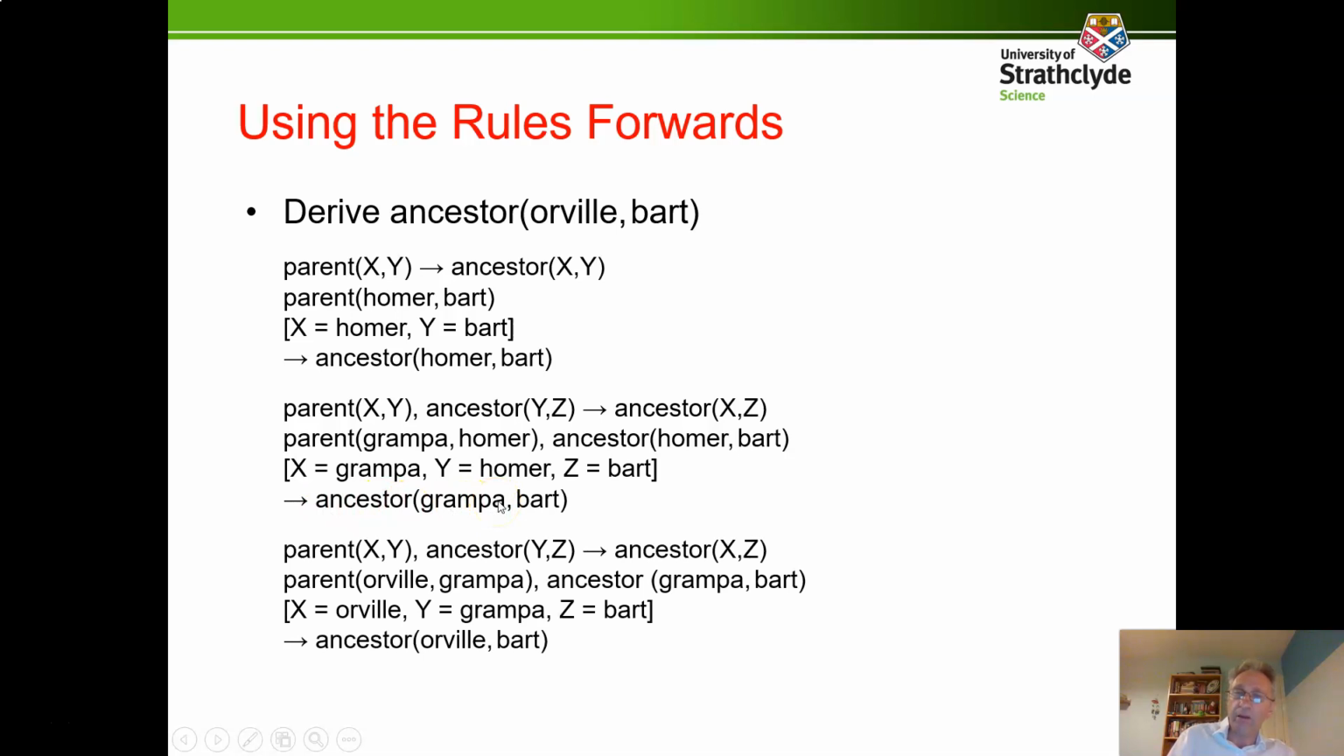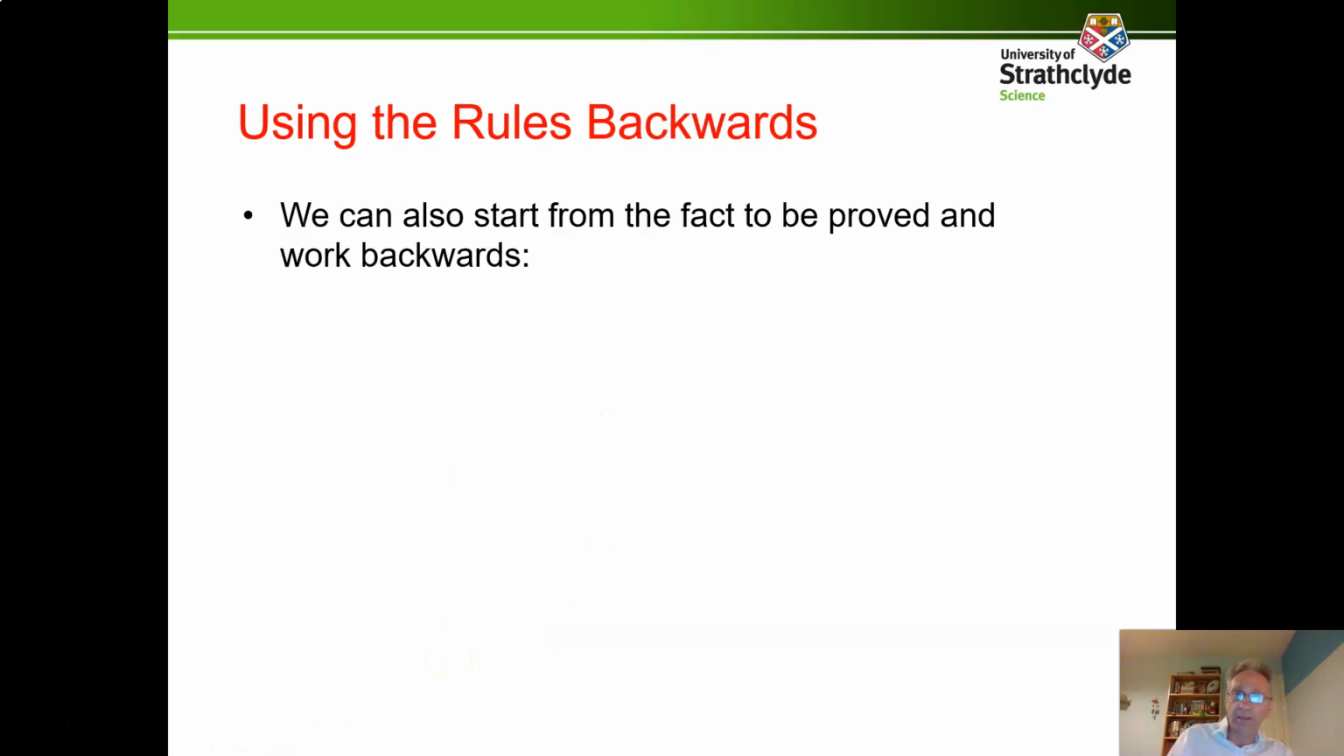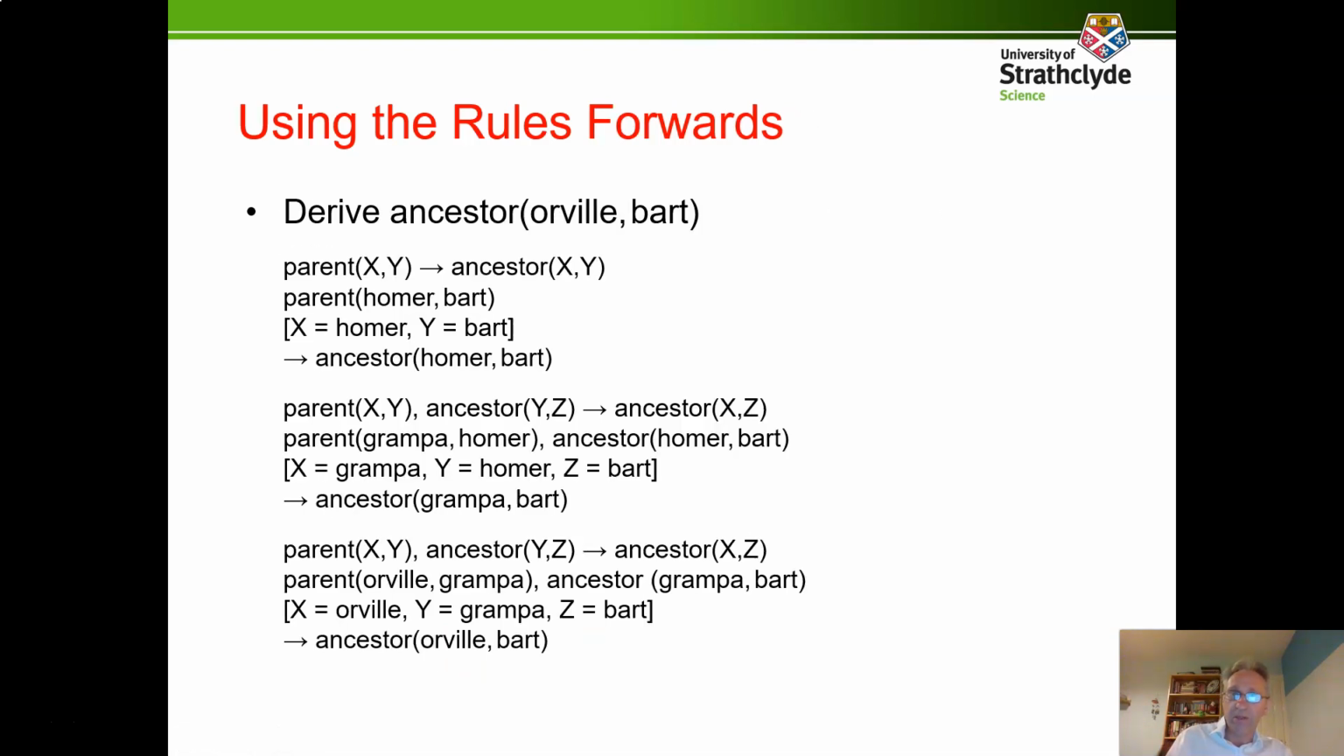And then finally, we can do it one more by extending, using the fact that Grandpa is the ancestor of Bart and that Orville is the parent of Grandpa. And then finally, we've got there ancestor Orville Bart. Orville is the ancestor of Bart. So that's using the rules forwards.